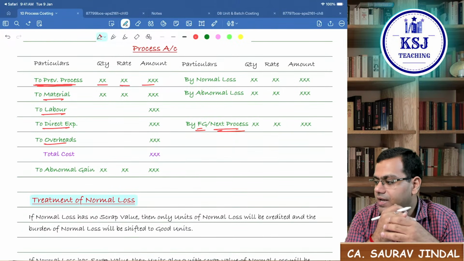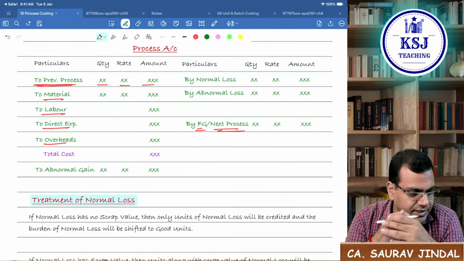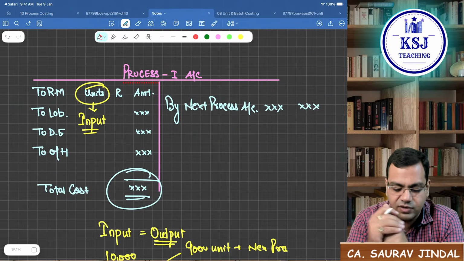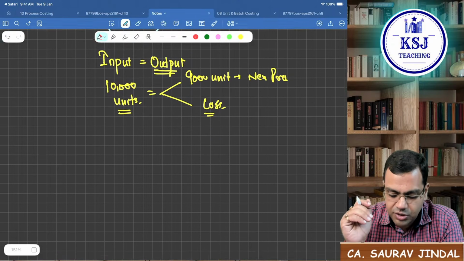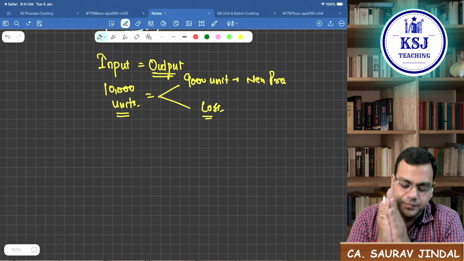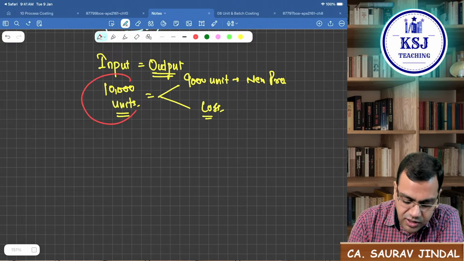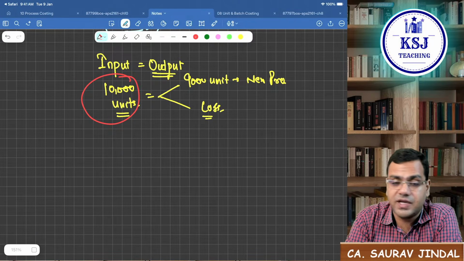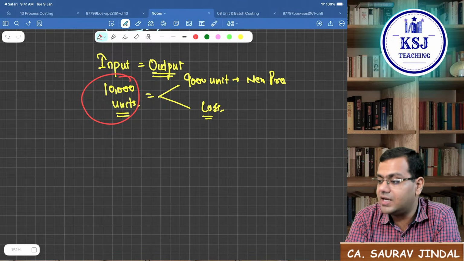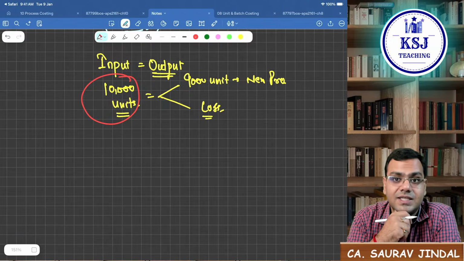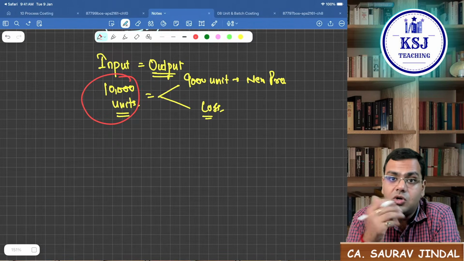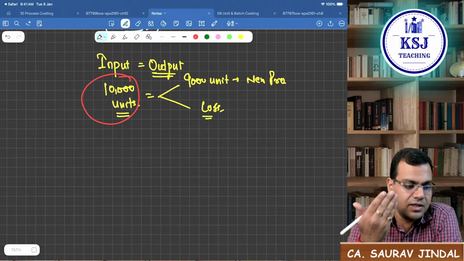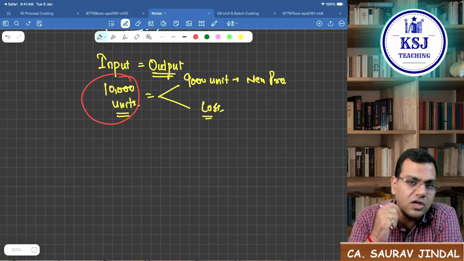Now, as I told you, when we are preparing the process account, the input should be equal to the output, right? If you have input 10,000 units, how many units are you able to manufacture out of them? It is not necessary that you will get an output of exactly 10,000 units. There is a possibility of some loss also. Yes, sir, there is a possibility of a certain kind of loss.